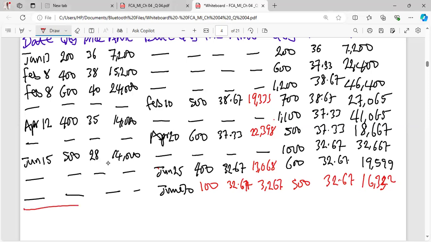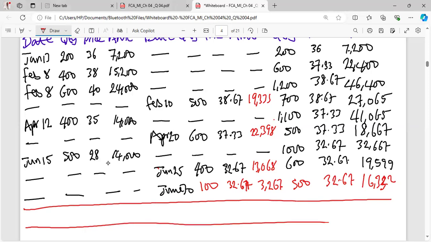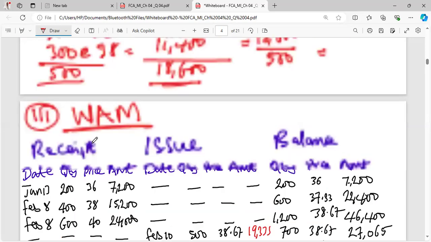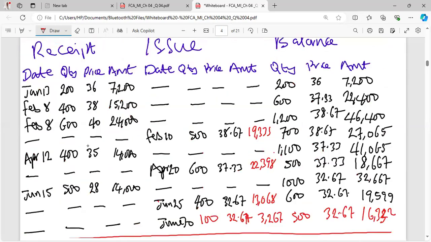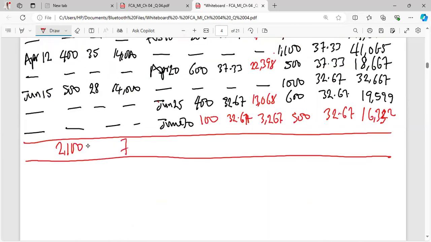So with this now, we're done with all of this. So we can come here and say this is 2,100. And what was our cost? 74,400. This happened to be 1,600. And of course, this is 500, 16,332. Of course, this is 32.67.